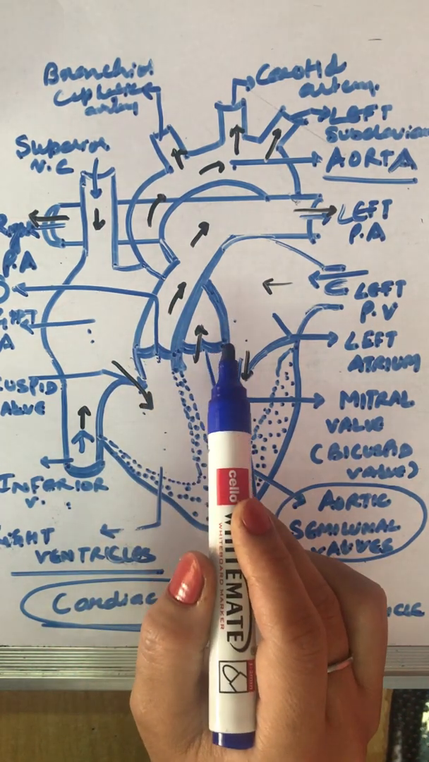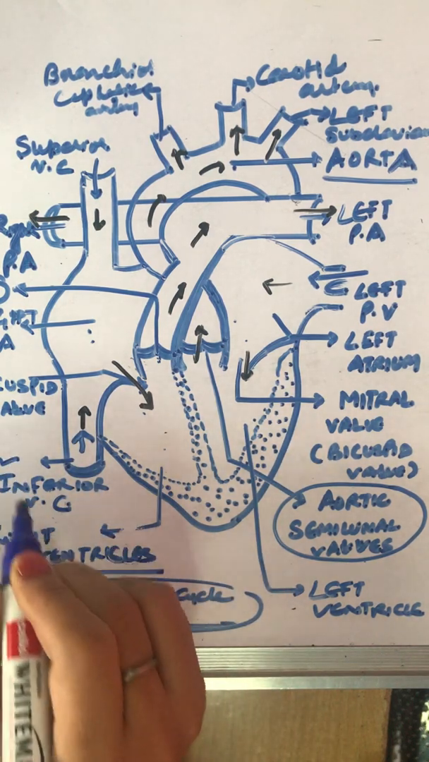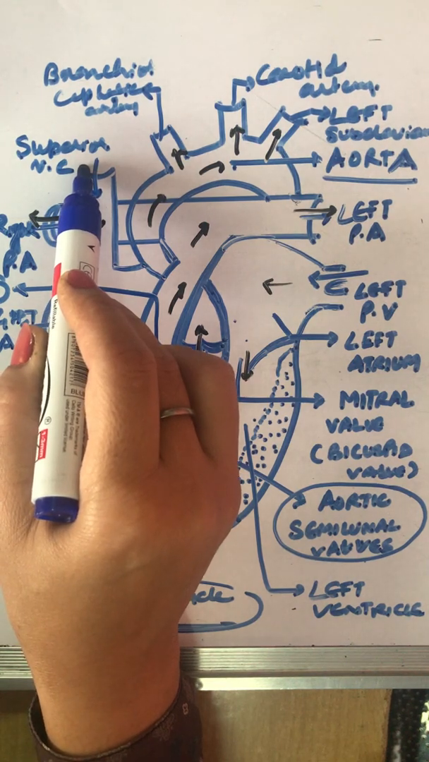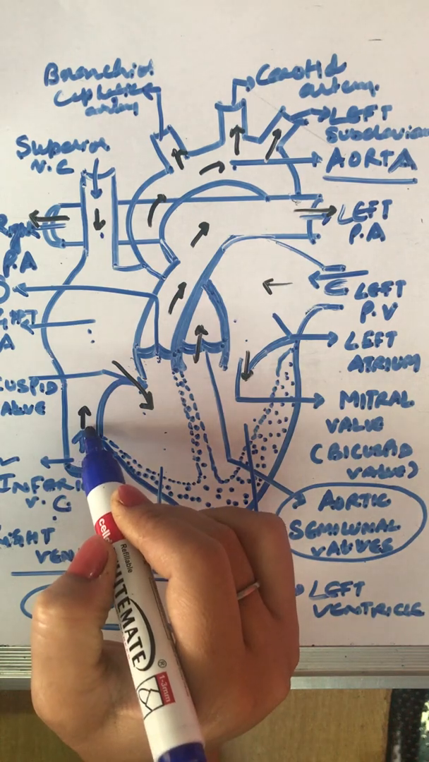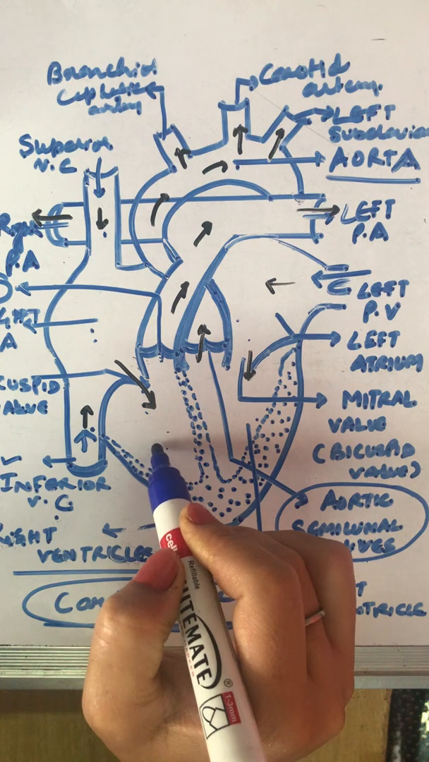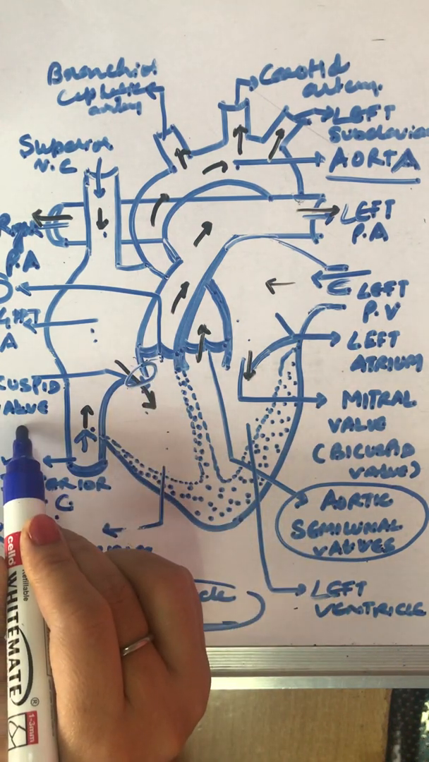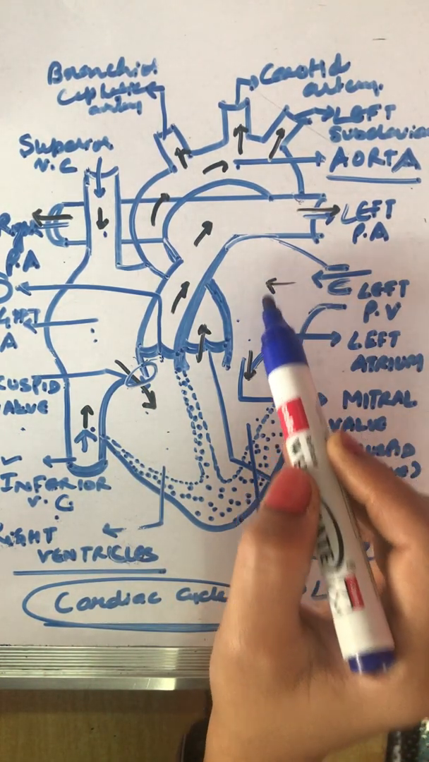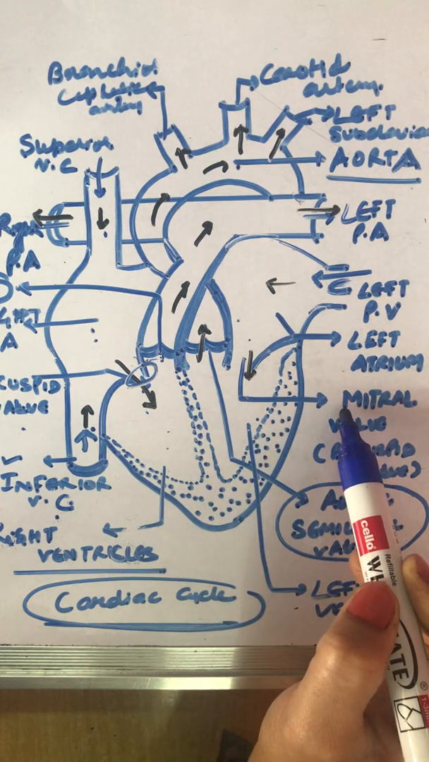And during this phase, the blood flows from the superior and inferior vena cava. This is the inferior vena cava and this is the superior vena cava. During this time, the blood flows from these two into the atria and to the respective ventricle through the atrioventricular valve, which we have named the tricuspid valve here. And on this side, the blood is flowing from the auricle into the ventricle through the mitral valve.